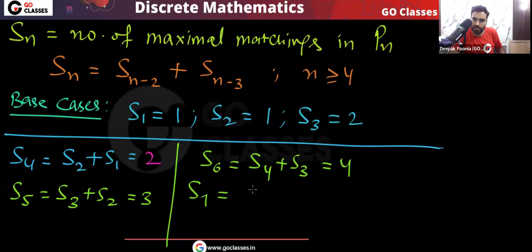What will be S7? You can find it easily. That will be S5 plus S4. S5 plus S4, that will be 5. Okay, and so on. I hope you understood.